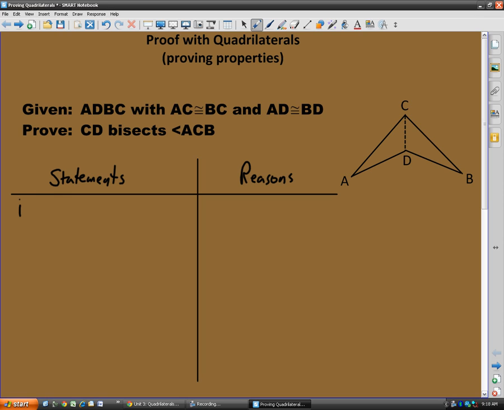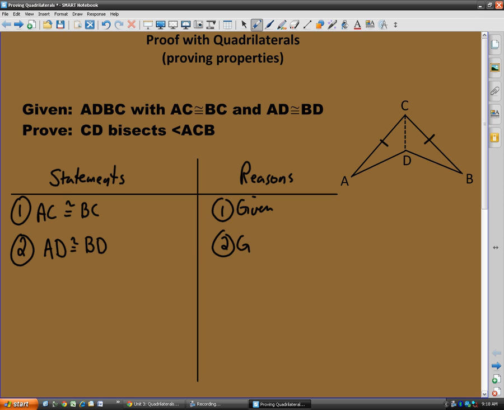So I'm going to write down statement 1 that AC is congruent to BC, and I'm actually going to go over and mark it so that AC and BC are the same. That's my reason: given. Step 2, I will write down that AD is congruent to BD. That's also given. You could have done this in one step. You didn't have to write step 1 and step 2.